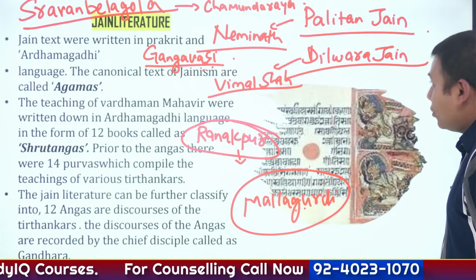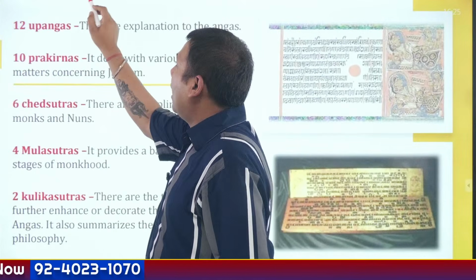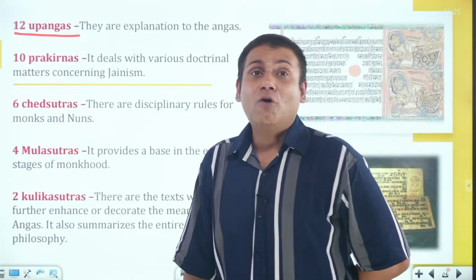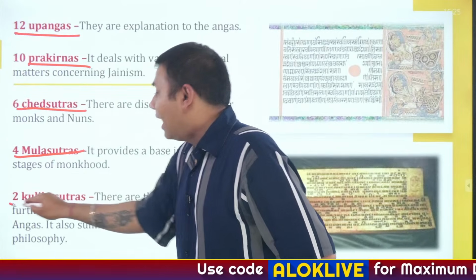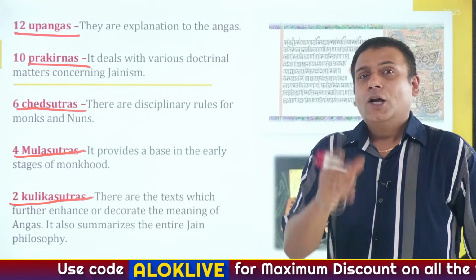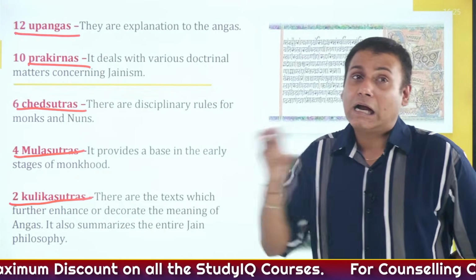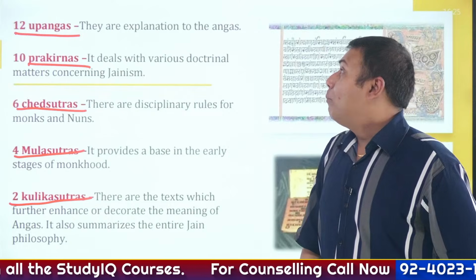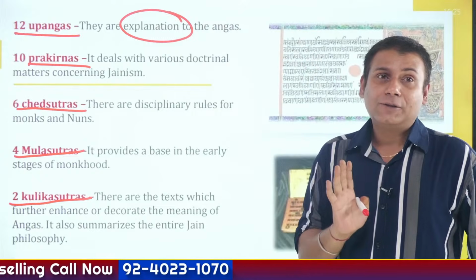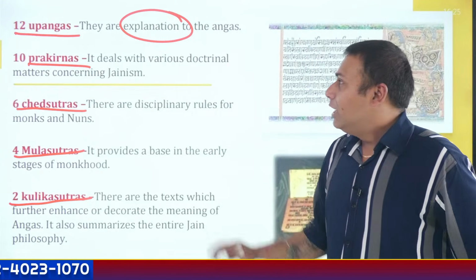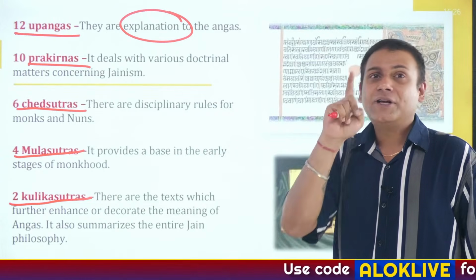Now coming to the Jain literature. Jain literature can be divided into different parts. First is the 12 Angas. After the 12 Angas come 12 Upangas, 10 Prakrinas, 6 Chhed Sutras, 4 Mool Sutras and 2 Kulika Sutras. Now what are the 12 Angas? Angas are nothing but discourses of different Tirthankars. Then come the 12 Upangas. These are the explanations or commentaries on the 12 Angas. The 10 Prakrinas are books on the various principles, philosophy and doctrinal matters associated with Jainism.